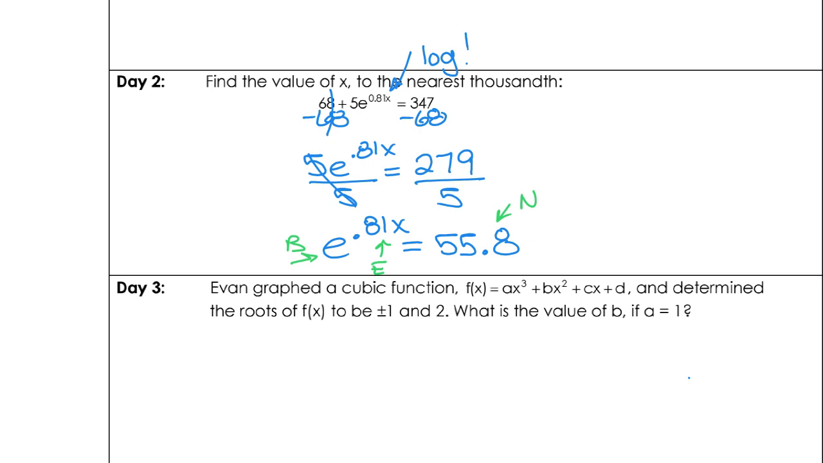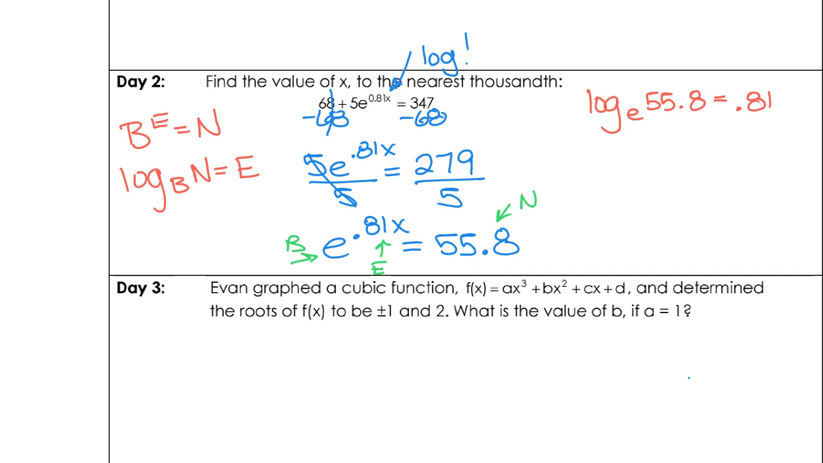All right, so don't forget, if something is in exponential form, like we currently have, base to the exponent equals number, that when we go to log form, our base actually becomes the subscript on the word log, then the number, and then equal to our exponent, because logs are equal to exponents, and that's why they help us solve for exponents. Okay, and so we're going to go ahead and write the word log, put our base as our subscript, which is e, then our number, which is 55.8, and then equal to our exponent, which is 0.81x.